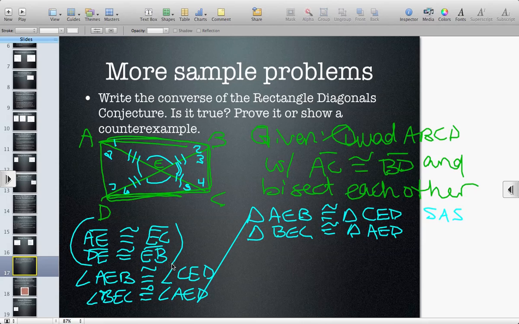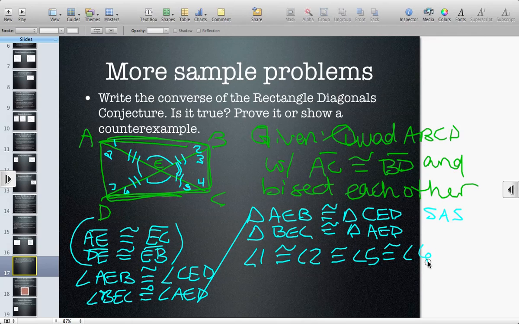So that tells me that angle 1 is congruent to angle 2, and angle 5 and angle 6. So angle 1 and angle 2 are congruent to each other because they're isosceles triangles. Angle 5 and angle 6 are congruent to each other because it's an isosceles triangle.